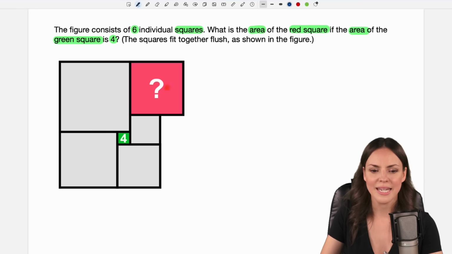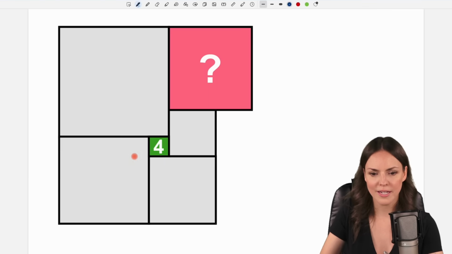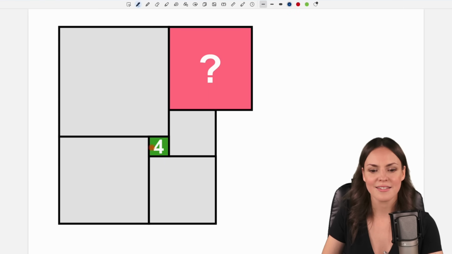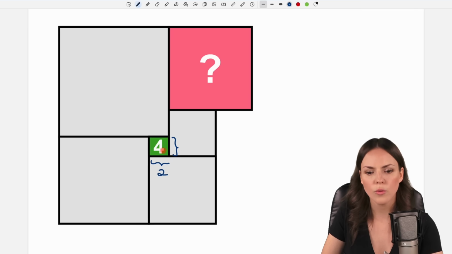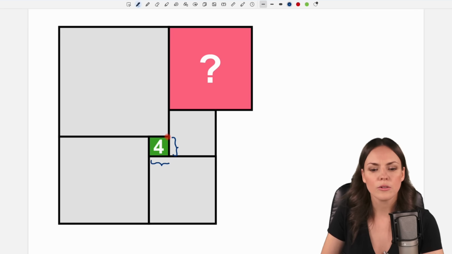So let's make this figure a little bit bigger because this small square is so small. And maybe let's start with this square because actually this is the only information we get here. We get the area of this square. So what does this tell us about the length of the sides then? Maybe you see that it has to be 2 and 2 because 2 times 2 equals 4, but maybe the numbers are sometimes a little bit more complicated.